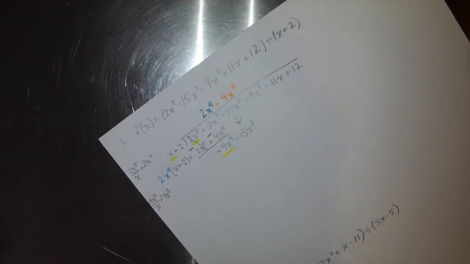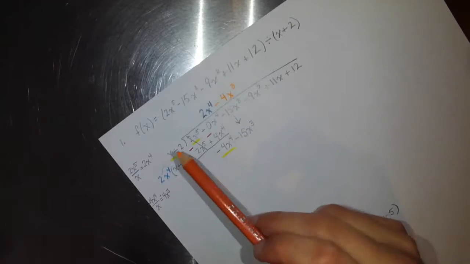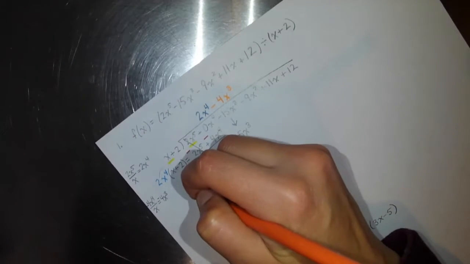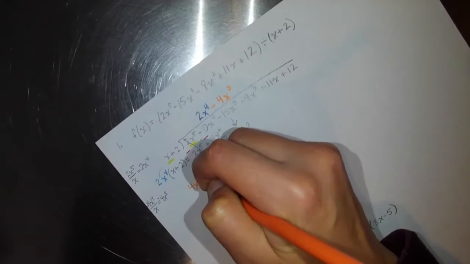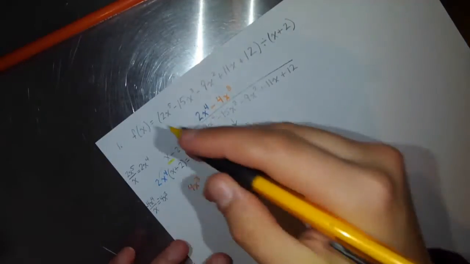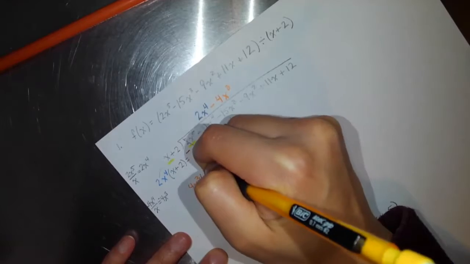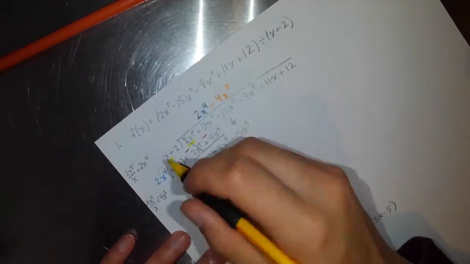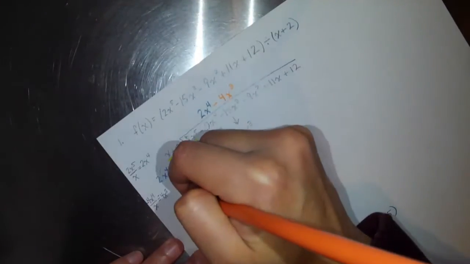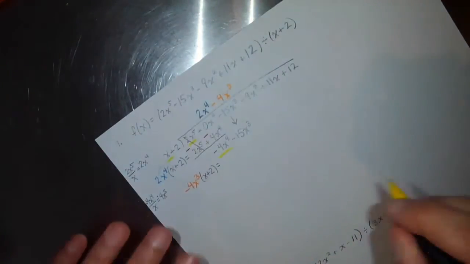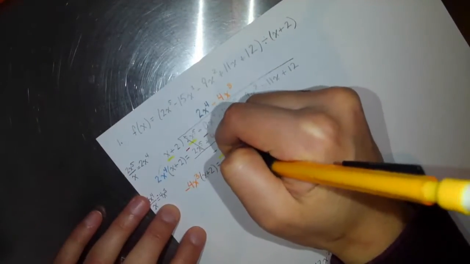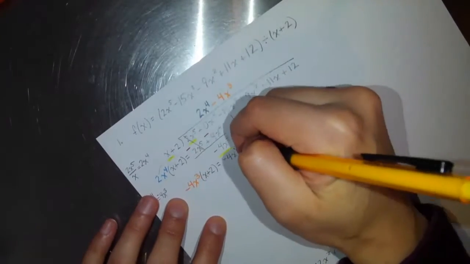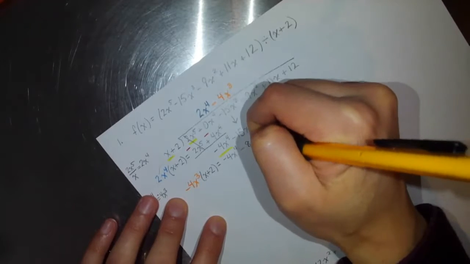Okay, so again, I'm going to multiply this by what I'm dividing by. So this will be right over here, negative 4x to the 3rd times my x plus 2, and distribute negative 4x to the 3rd. So this will be negative 4x to the 4th minus 8x to the third.